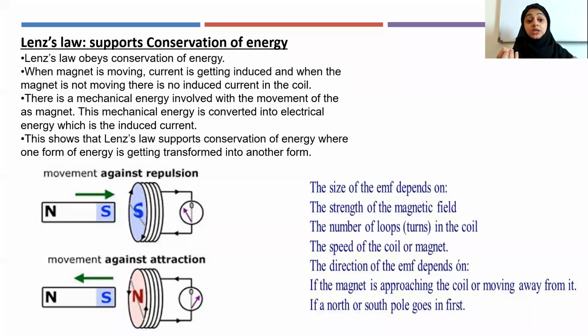If it is moving with higher speed, time will be less. So EMF will be more. So the faster the coil or the magnet moves, the more current is produced. And the direction depends upon whether the magnet is approaching or moving away, and also whether the north pole is coming first or the south pole is coming first. Is it clear? Yes, teacher.